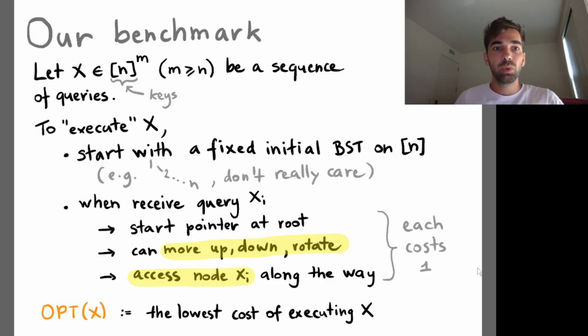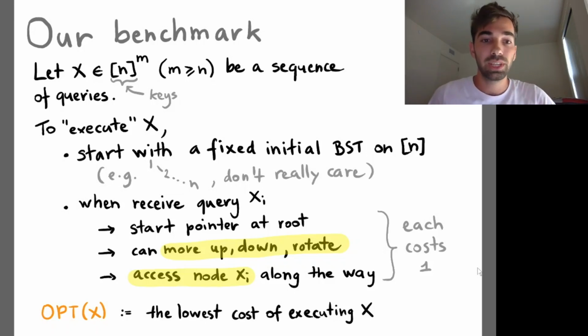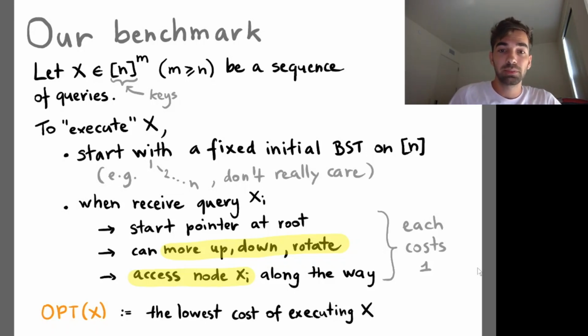Well, we are given a sequence of queries, which are a sequence of m keys, each from 1 to n, where we assume that m is at least n. So we know the sequence of queries in advance. The rule that an algorithm to execute x would have to follow is that first it has to start from a fixed initial binary search tree on the set of keys. It might be just the path from 1 to n. It doesn't really matter, because, as I said before, you can easily transform one into the other. What really matters is what happens afterwards.